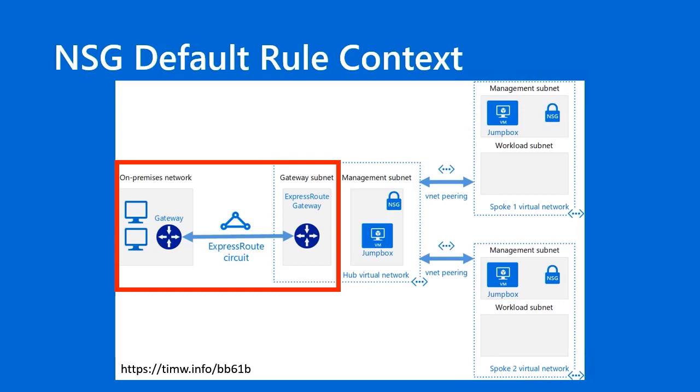How do you control traffic between an on-premises network? Like in this diagram, we're using ExpressRoute, but we also just as well could be using a site-to-site VPN. NSG rules come to the rescue for our Azure VMs again.